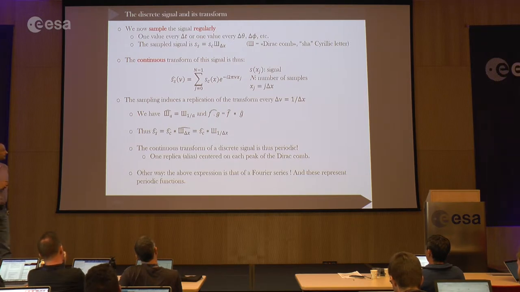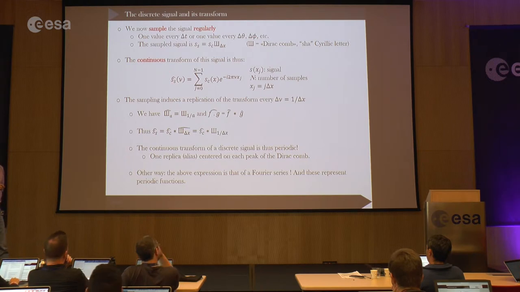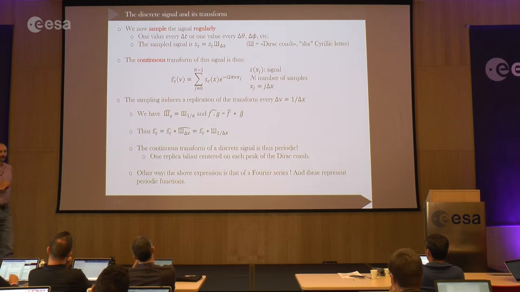Okay? So n is here the number of samples. Your signal is sampled at xj. Okay? So this is the continuous transform of a discrete signal. I did not discretize yet the frequency. Okay? Frequency is continuous. I can compute the transform at any frequency I want. It's only my signal that's been discretized.